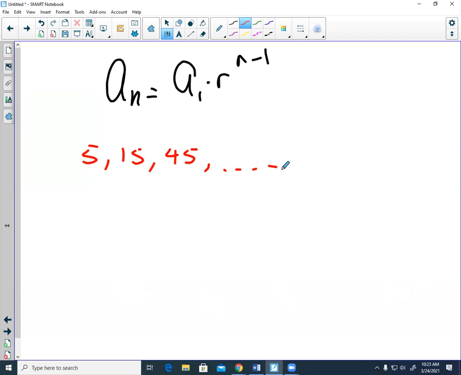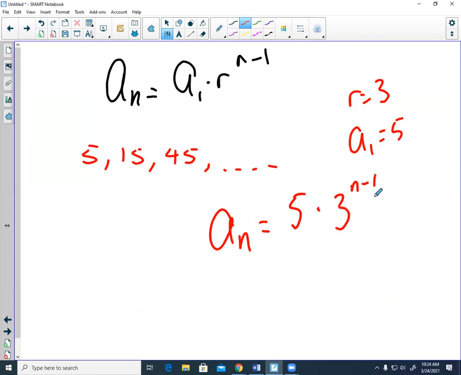So what is the ratio for this? The ratio is 3. So I need R and I need A1. Do I have A1? What is it? 5. Okay, so now if I'm plugging this into my formula, I get AN equals 5 times 3 to the n minus 1. Now, please do not simplify this. This is different than 15 to the n minus 1 power.